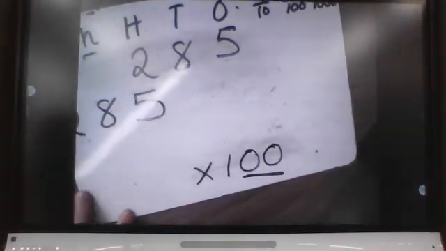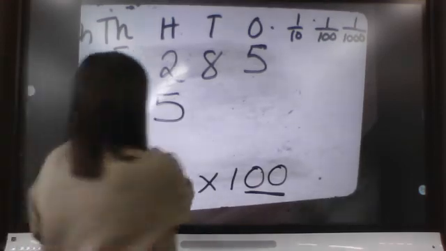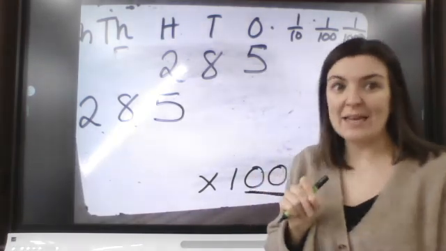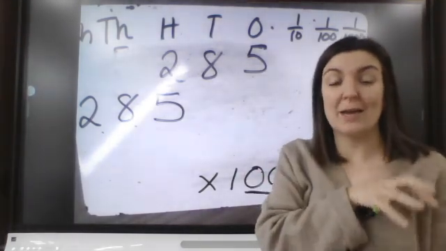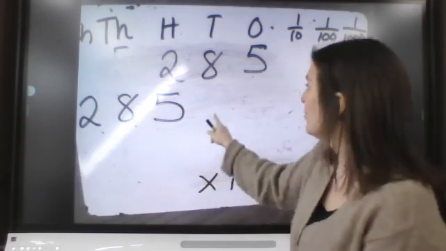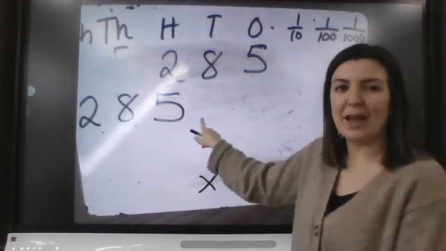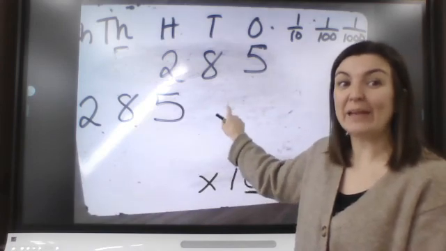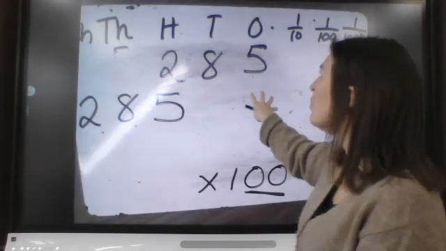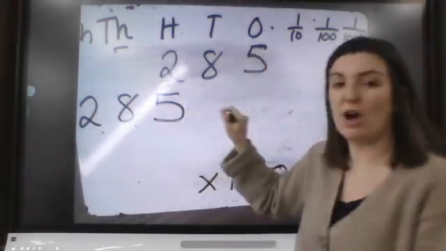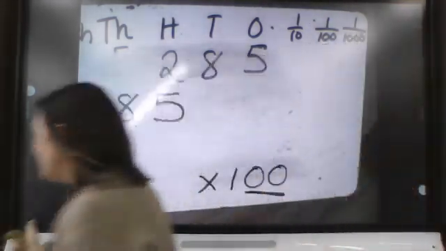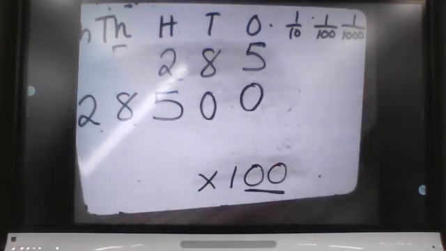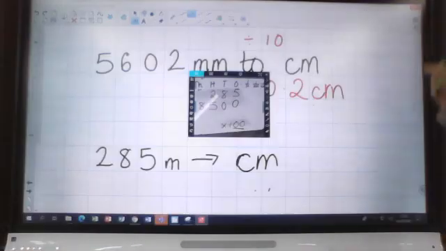Now I haven't finished just yet because look, if I just wrote this answer down, 285, that's still the same. I've made it 100 times bigger, so it must be a bigger number. So here, what do you think I need to put? Have a think. So I need to put my placeholders, don't I? Because I can't have the tens and the ones column empty when these three are full. So I need to put my placeholders in. So it would be 28,500. So I'll go back to my question.